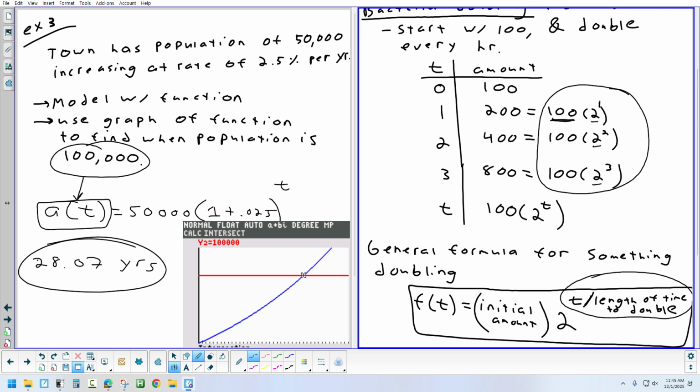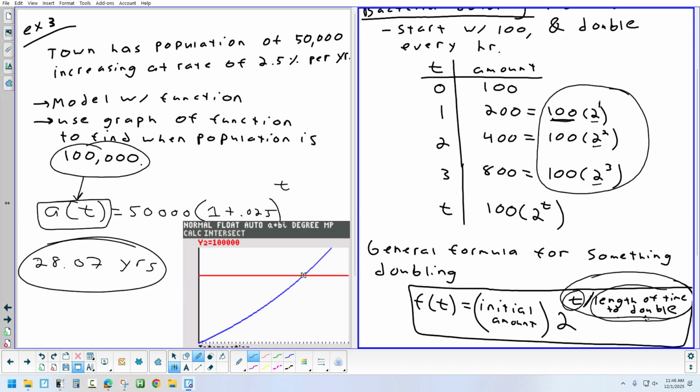So for example, if something doubled every 10 hours and 30 hours had gone by, how many times would it have doubled? Yep, 3. This exponent has to represent the number of times it needed to double. So if 30 hours had gone by and it doubles every 10 hours, 30 divided by 10 gives you 3 doubling cycles. Now, if the length of the doubling cycle is 1, then yes, the amount of time that goes by and the number of doubling cycles are the same. It's doubling every 1.